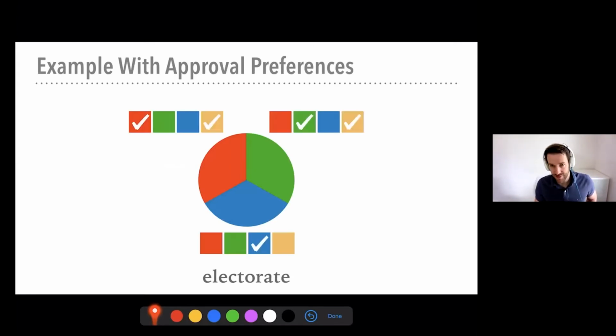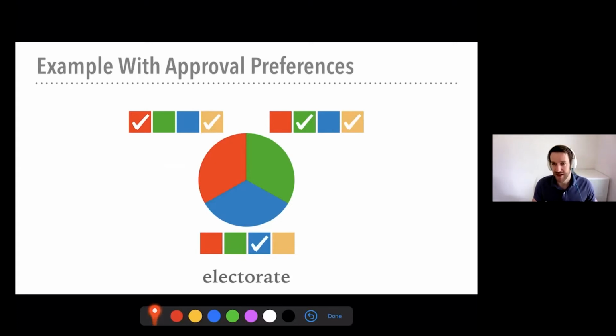Just to motivate why this might be useful in some circumstances, let's look again at our electorate and imagine the true preferences of the voters. We have this 1/3, 1/3, 1/3 split among the 3 parties. Maybe the blue voters really only like the blue party, but imagine that the 1/3 who voted for red also approve yellow. And the 1/3 of voters who voted for the green party also approve of yellow.